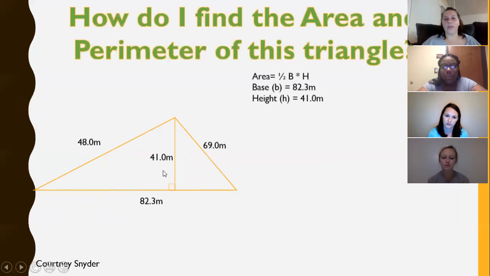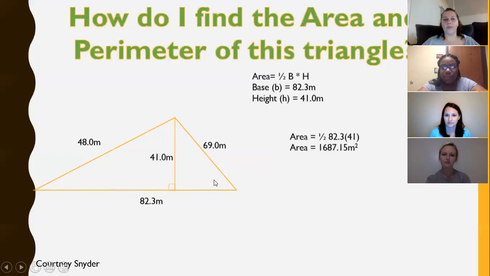So for the equation to find the area, it's 1/2 times base times height. So we're going to plug in our numbers. Our base is 82.3 and our height is 41 meters. So we'll have 1/2 times 82.3 times 41, and our whole area is going to come out to 1,687.15 meters squared, and that is this whole triangle right here.